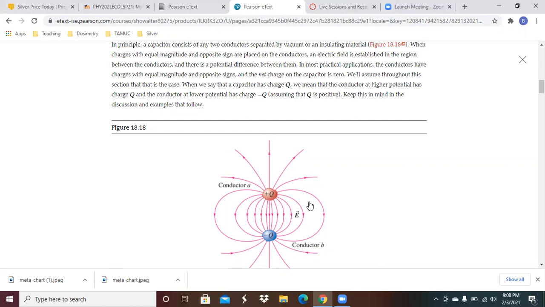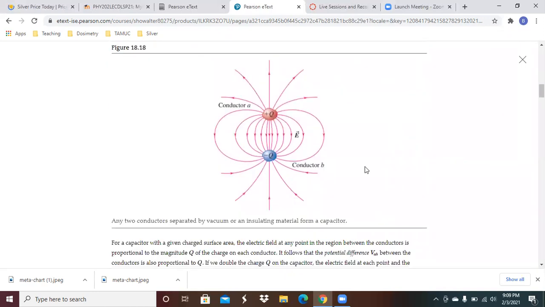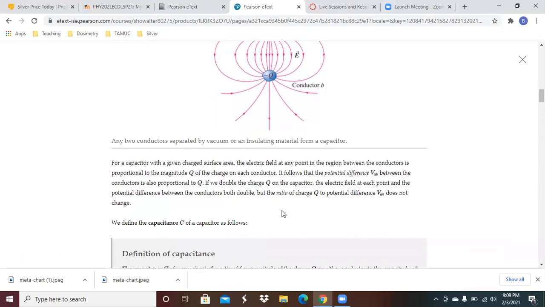When we say that the capacitor has charge Q, we mean that the conductor at higher potential has charge Q, and the conductor at lower potential has charge minus Q. Keep in mind this discussion as we go on here. So you've got your conductor here, you've got your conductor here, you've got equal but opposite charges, and then you've got the electric field between them.